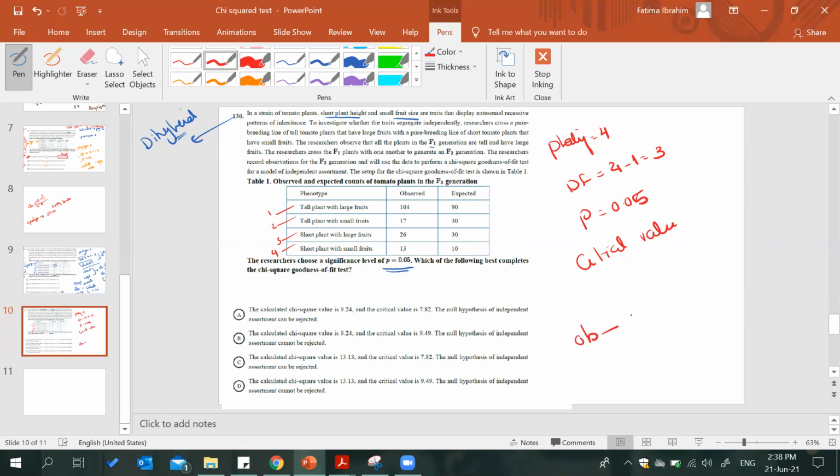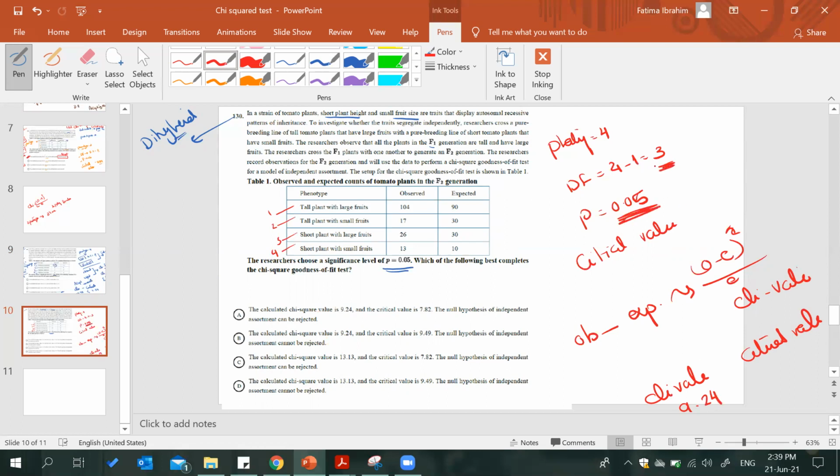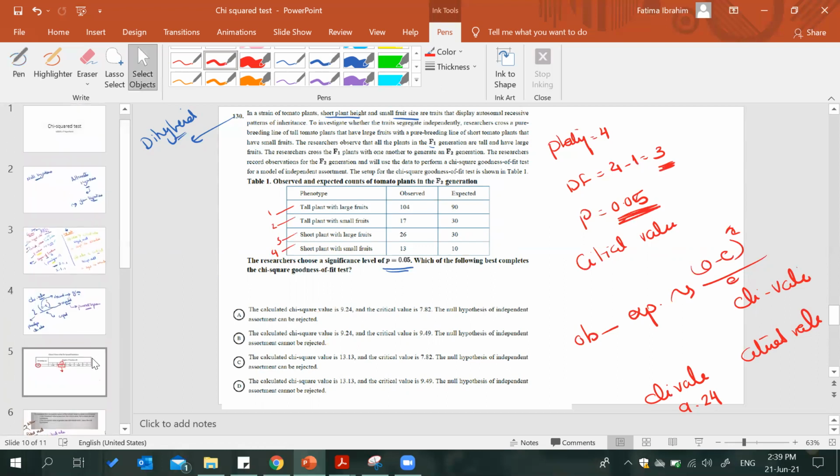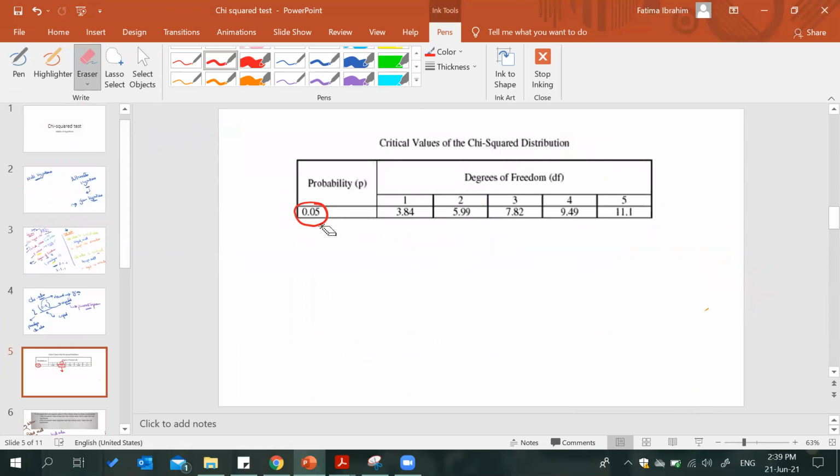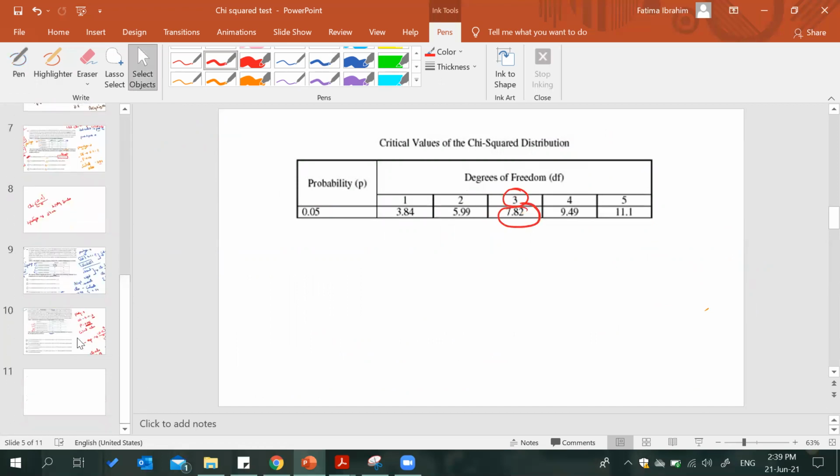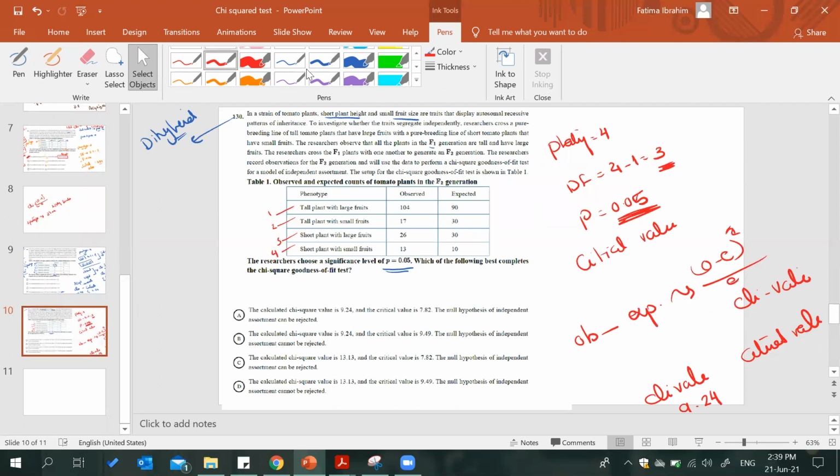I'm giving you the observed, I'm giving you the expected. So you can work the formula, which is O minus E power of 2 over E, in order to get the chi value. And then you need to compare it to the critical value. If you work out the experiment, you would find that the chi-squared value would equal 9.24. Critical value: I know that alpha is 0.05, degrees of freedom equal 3, go to the table. Here is the table. Here, for 3 degrees of freedom, it is 7.82. Let's write here 7.82, which is smaller, and the chi value is bigger.